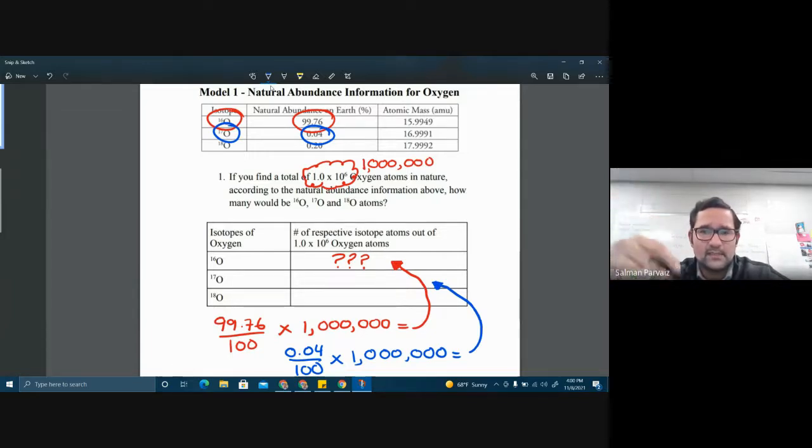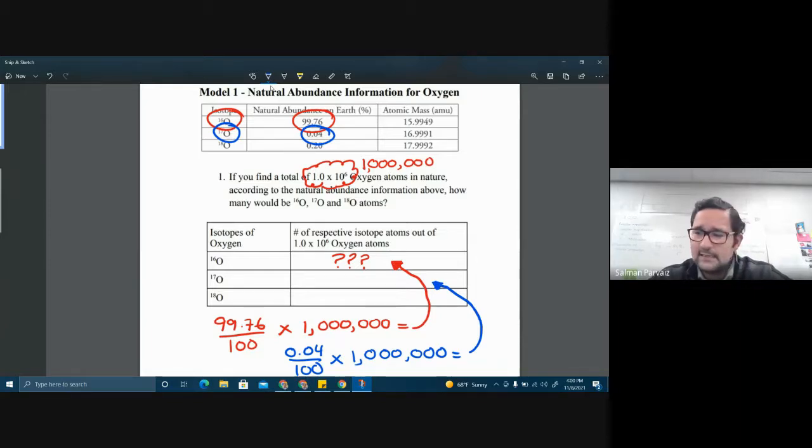So the question was asking, if you found 1 million atoms, based on the natural abundance information for oxygen, based on the fact that 99.76% of the oxygen in the world is oxygen 16, 0.04% is oxygen 17, and 0.2% is oxygen 18. Based on those percentages, out of the 1 million atoms of oxygen you're working with, how many of them would be oxygen 16, how many would be oxygen 17, and how many would be oxygen 18? This is how you find them.